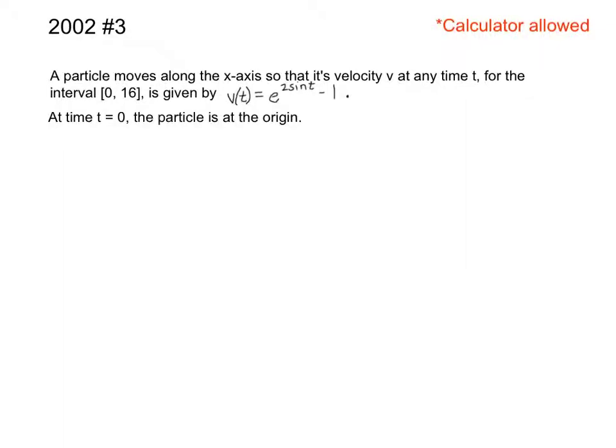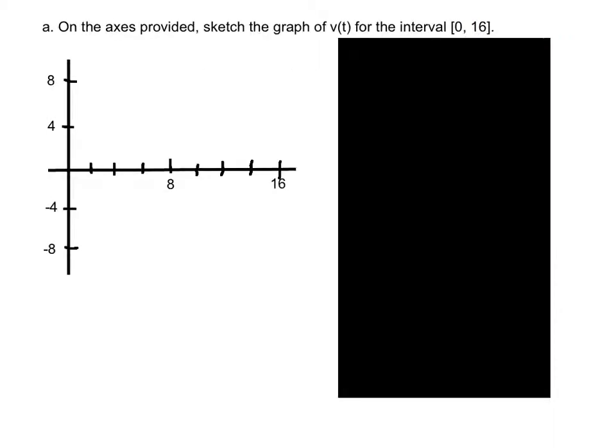A particle moves along the x-axis so that its velocity v at any time t for the interval from 0 to 16 is given by v of t equals e to the 2 sine of t power minus 1. At time t equals 0, the particle is at the origin.